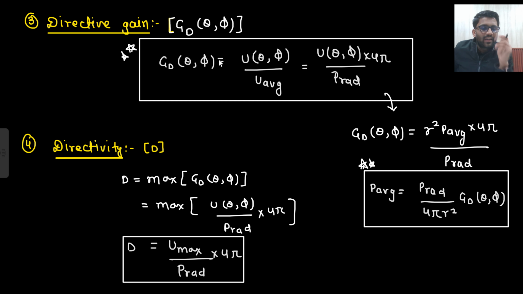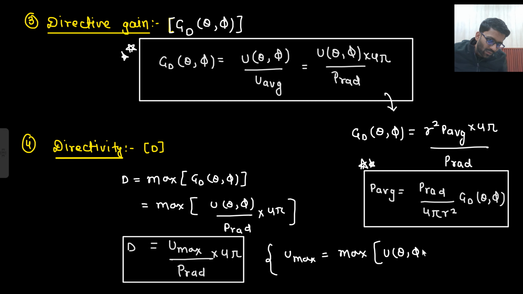Then we went to our directive gain. What is that? Directive gain is equal to U theta comma phi divided by U average. U theta comma phi will be as it is. U average is P radiated upon 4 pi. So that is my directive gain. And what is my directivity? The maximum of that. That's it. So the maximum of U theta comma phi is U max. So what is your U max? U max is equal to the maximum of U theta comma phi. Okay.